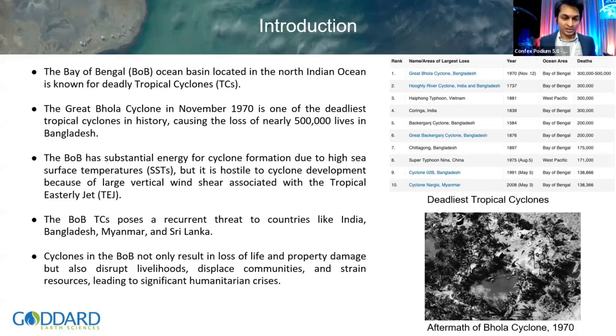The Bay of Bengal has substantial energy for cyclone formation due to high sea surface temperature, but at the same time, it is very hostile to cyclone development because of large vertical wind shear associated with the tropical easterly jet. So the Bay of Bengal poses a recurrent threat to countries like India, Bangladesh, Myanmar, and Sri Lanka. So it is very important to understand how those tropical cyclones will change in the future climate.